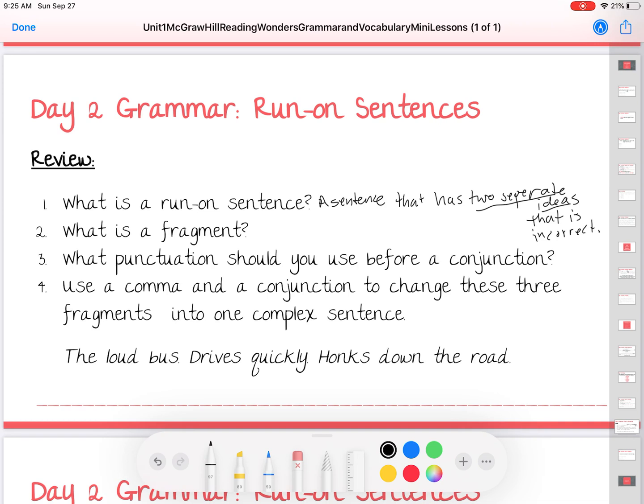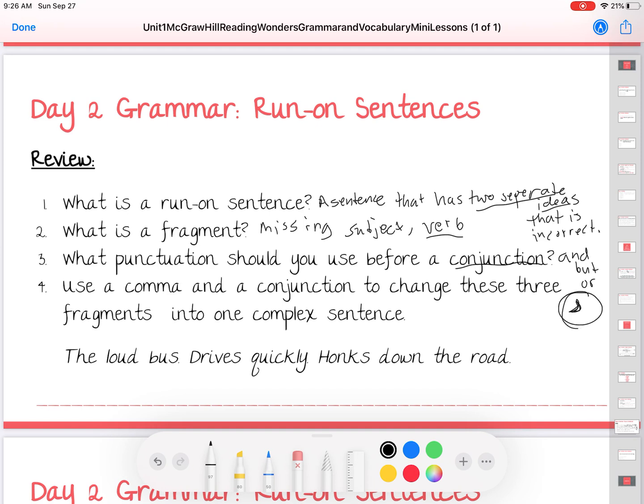A fragment is either missing a subject. So who is in this sentence? We don't know who or what is happening. And then, or missing a verb. So the predicate, what they're doing, the action. What punctuation should you use before the conjunction? So before and, but, and or, you need to have a comma.